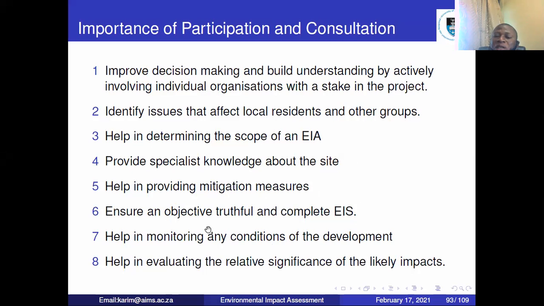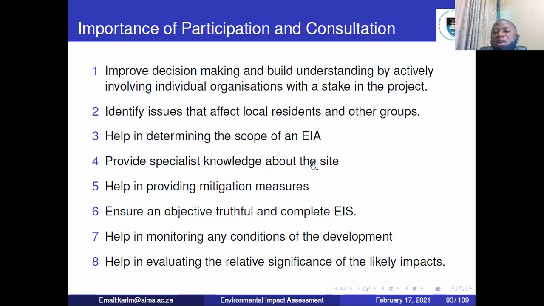And because you allow people to participate, you take their views, and that will make your environmental impact statement truthful, because you are incorporating people's views, not only your views, which may bias your report. You incorporate people's views, and that makes it truthful and more complete. And when you do that, it also helps you to monitor any condition of the development, and also helps in evaluating the relative significance of likely impact.